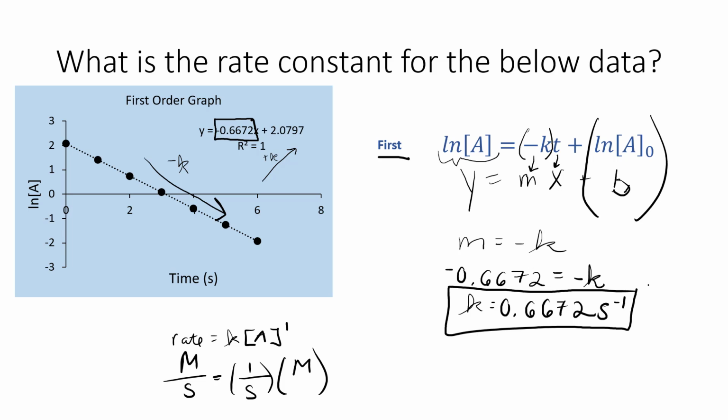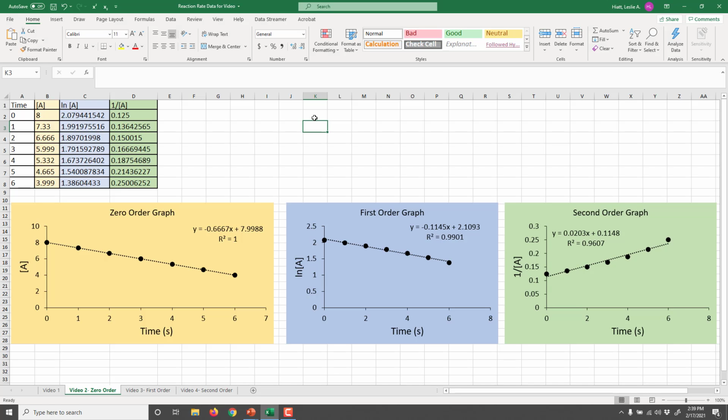And so here I was able to go from experimental data to determining the reaction order of the data and then determining the rate constant. Let's do 3 more examples of this. Here is another set of data. It is a different data, and so it's going to be based upon a different reaction.